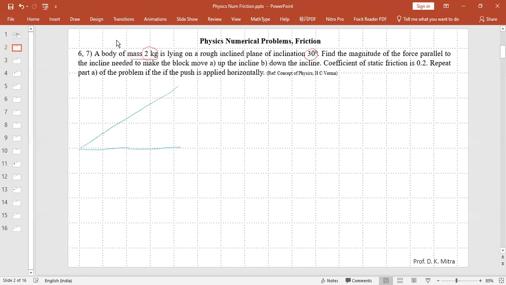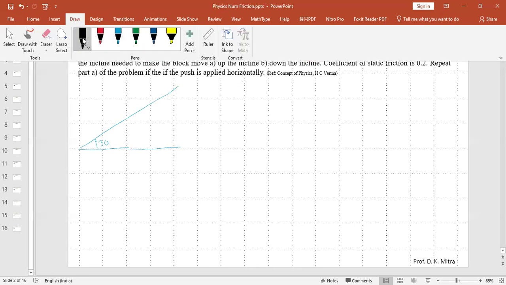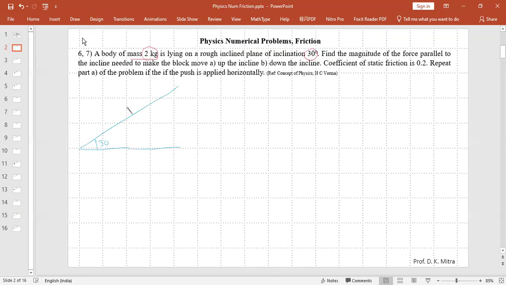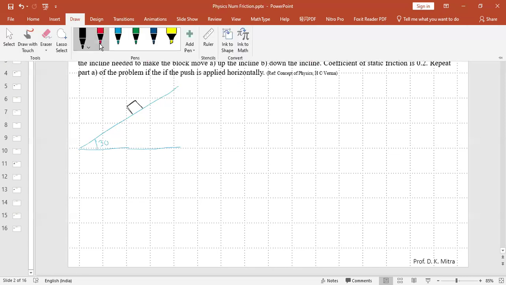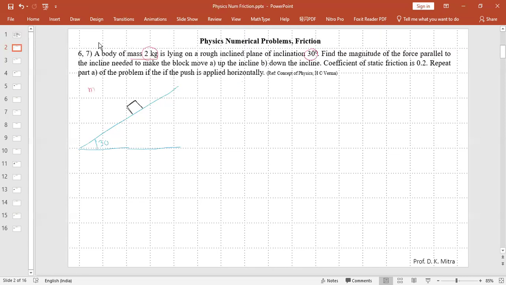The incline of 30 degrees. Mass of 2 kg is lying on it. Says that its mass is 2 kg, right? This much is okay. Next he says, find the magnitude of the force parallel to the incline needed to make the block move upward the incline.